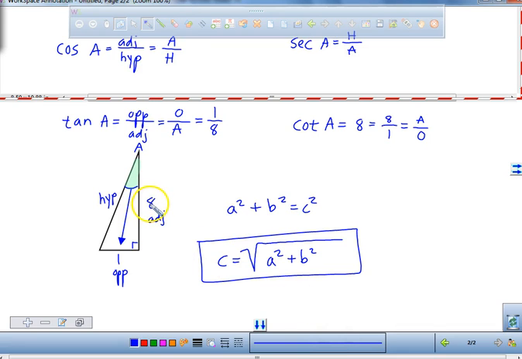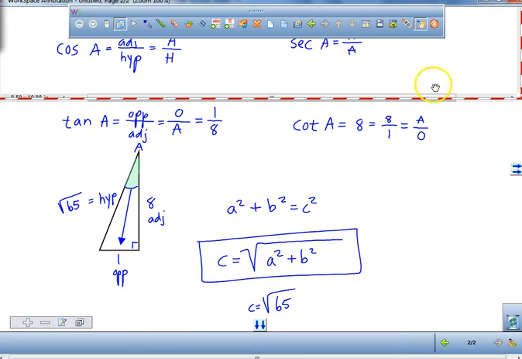What is 8 squared, Josiah? And 1 squared is 1. So that's going to be the square root of 65. And we're done. Okay, so c equals the square root of 65. So everywhere you see the hypotenuse, what are you going to write in that slot? You're going to write the square root of 65.